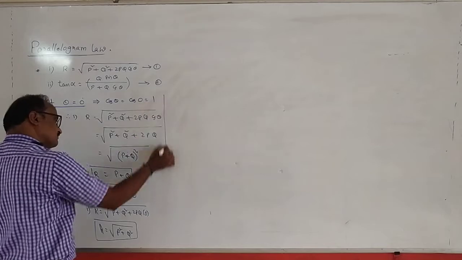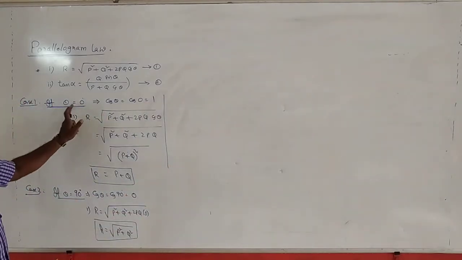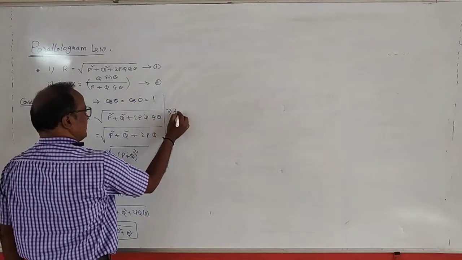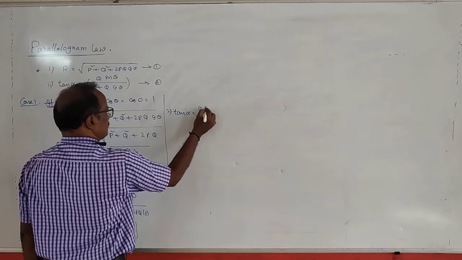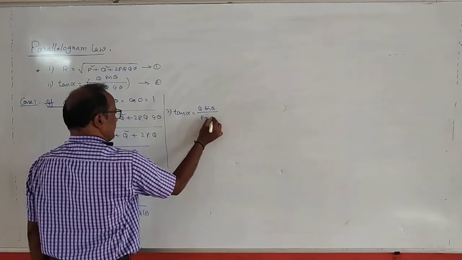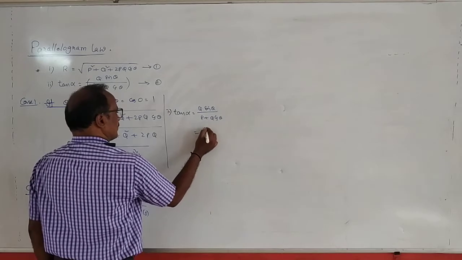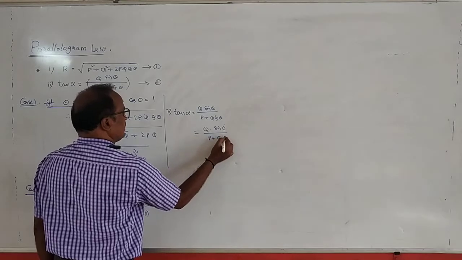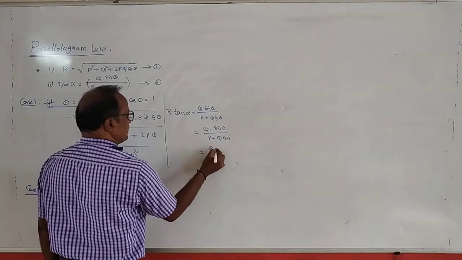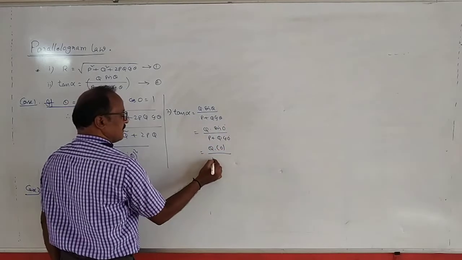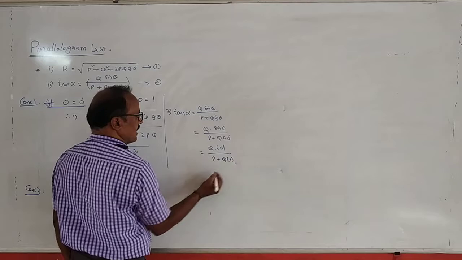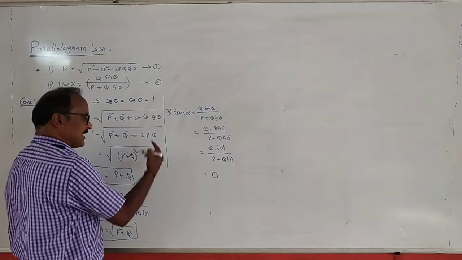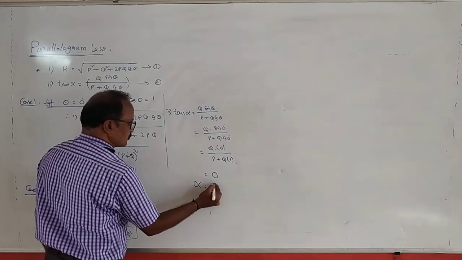But in the first case, if both the vectors are parallel, theta means 0. What is the direction of the resultant? Direction of the resultant means we will find the value of tan alpha. You know tan alpha is equal to q sin theta by p plus q cos theta. That is equal to q into sin 0 by p plus q into cos 0. Sin 0 is equal to 0 and cos 0 is equal to 1. So q into 0 is equal to 0, and 0 by something is equal to 0. That means tan alpha is 0, and alpha is also equal to 0.